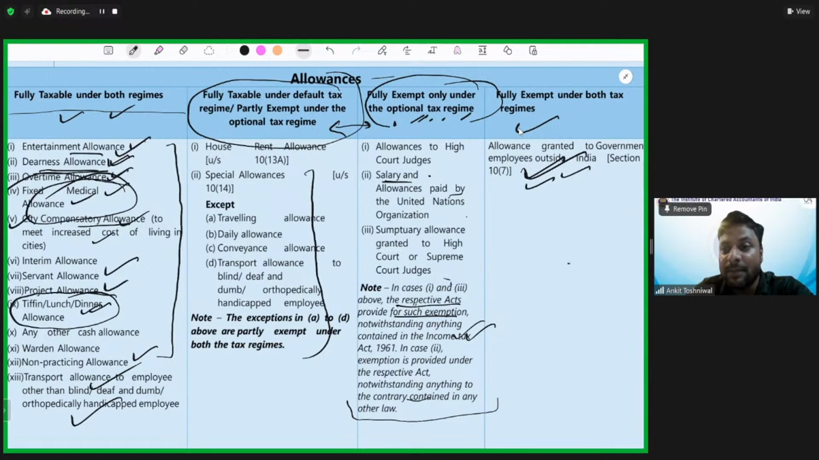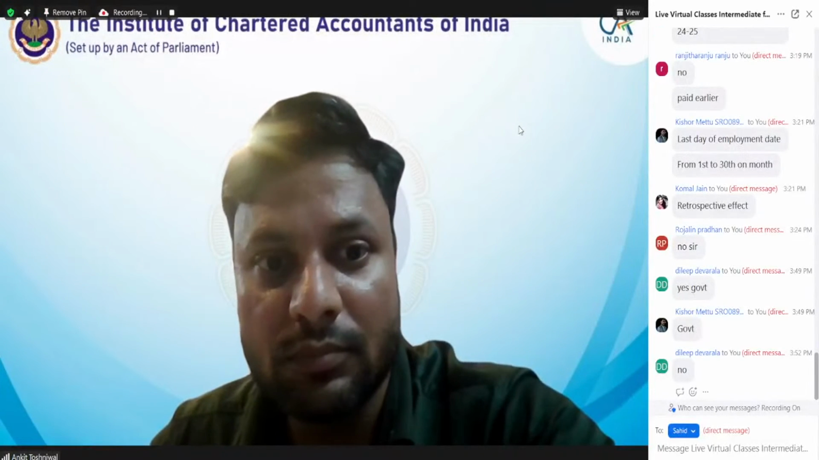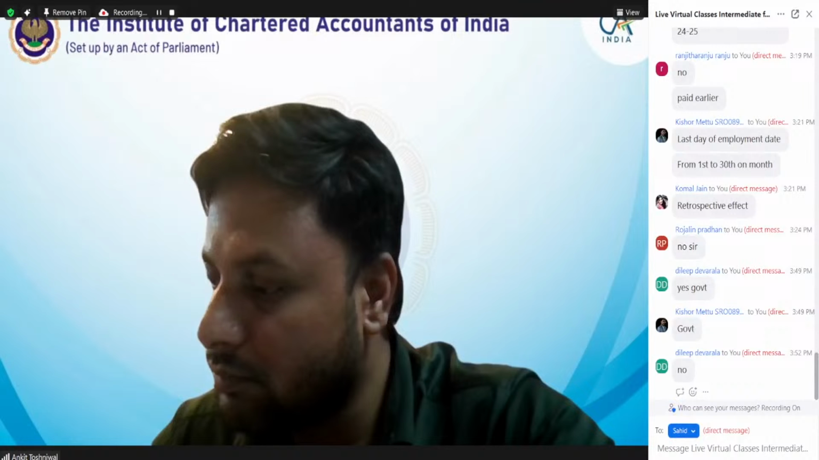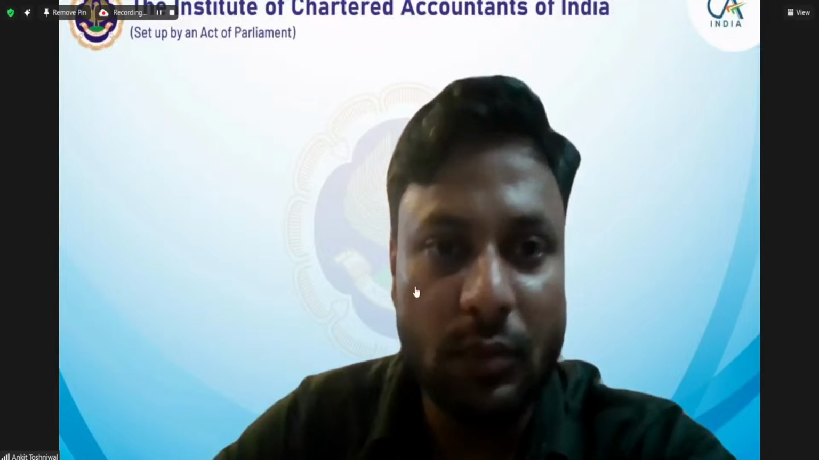Because members of parliament are not treated as employees of the government. Members of parliament and state legislature are not treated as employees of the government, and the remuneration and salary earned by them is taxable under the head other sources. That's why the allowances given to them are not taxable.